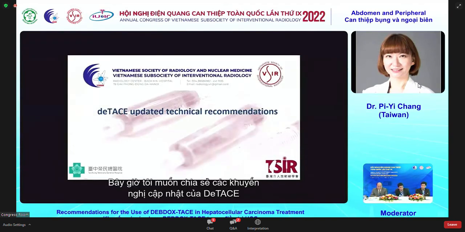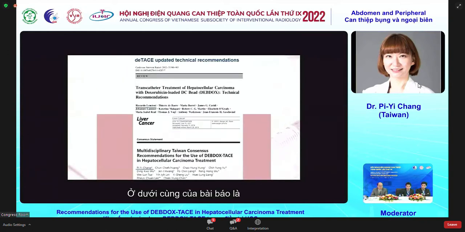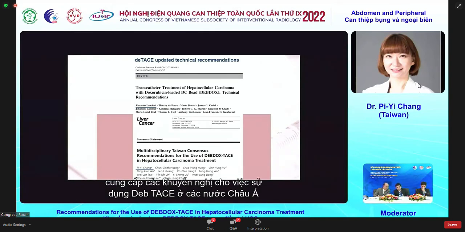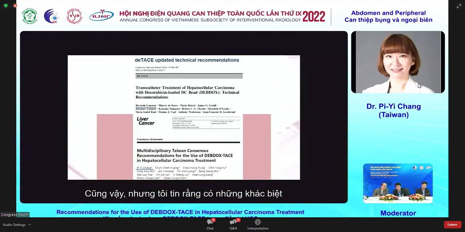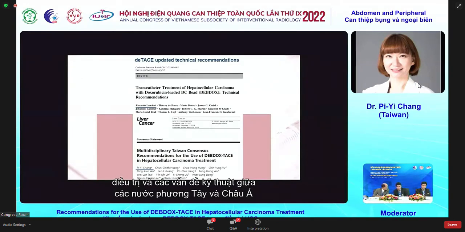Now, I would like to share the DEBDOX-TACE updated technical recommendations. At the bottom of the paper is that I have published in the Liver Cancer Journal that provides recommendations for using DEBDOX-TACE in Asian countries. The Western world had a publication on DEBDOX-TACE technical recommendation as well, but I believe there are differences existing in the treatment and the technical issues between Western and Asian countries.